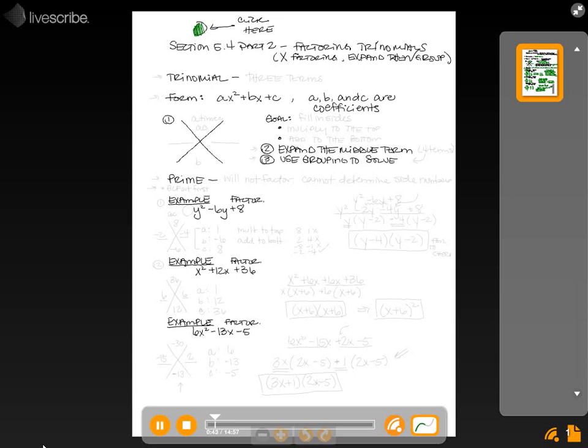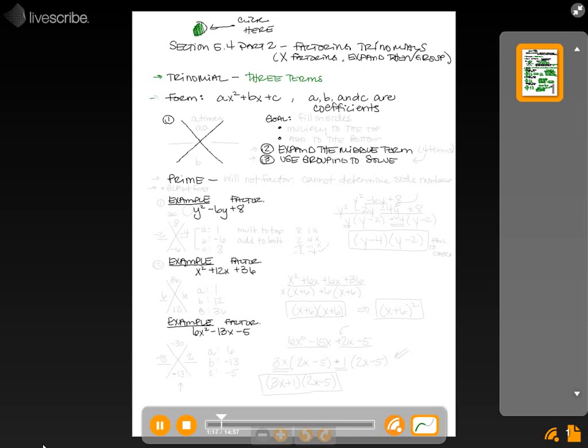Alright, before we get started, we need to review one vocabulary word, because everything today is based off this vocabulary word, and it's trinomial. A trinomial is a polynomial with three terms. That's important because this method we're going to look at today, this X factoring or expand then group method, only works with trinomials. So it has to have three terms in order for you to use this method. If it doesn't, then you can't use this. You need to go back and use one of the other methods that we've learned about.